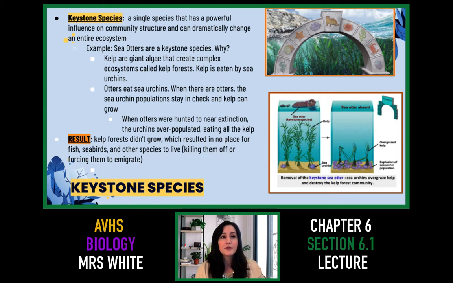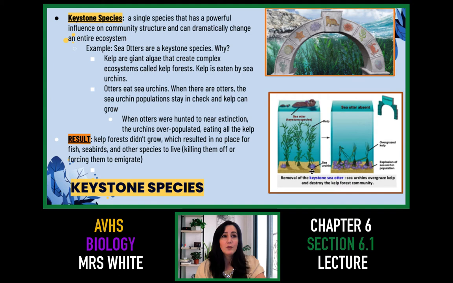We know that for, unfortunately, quite a period of time, sea otters were being hunted by humans. And they were hunted to near extinction. What ended up happening was that the sea urchins overpopulated. They then ate all of the kelp, getting rid of the kelp forests. And the ultimate result was that there was no place for fish, seabirds, and other species to live, which essentially killed them off or forced them to emigrate out of that location.